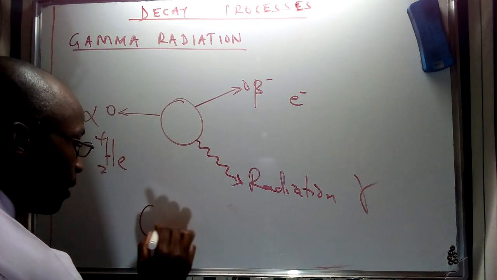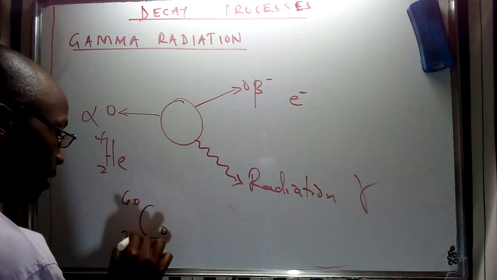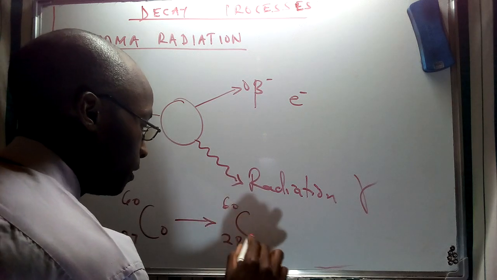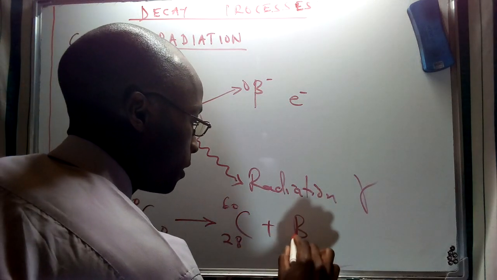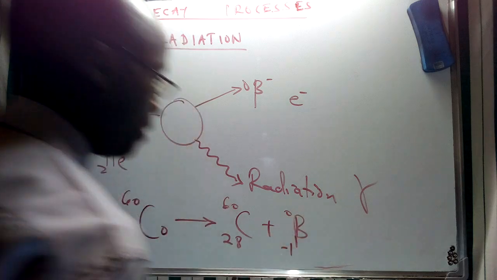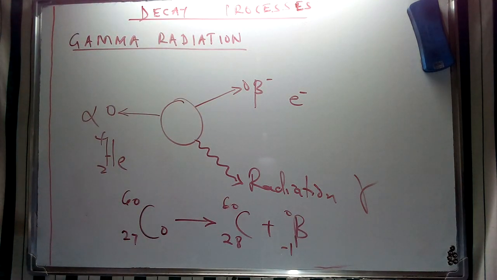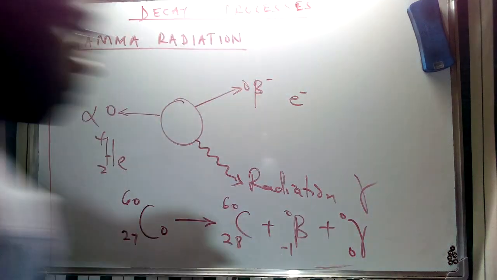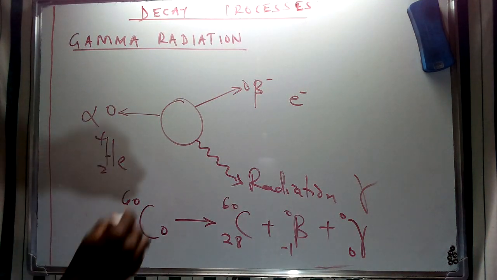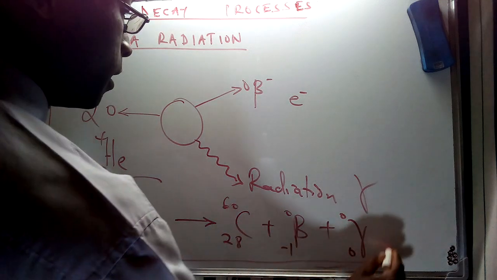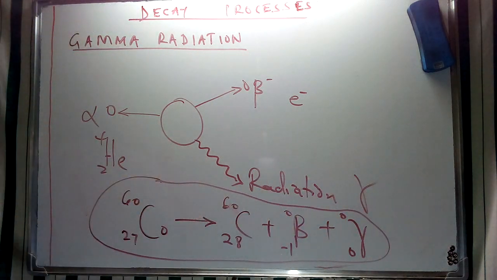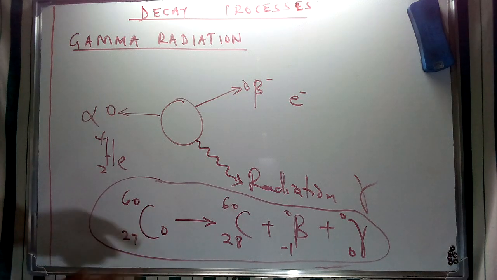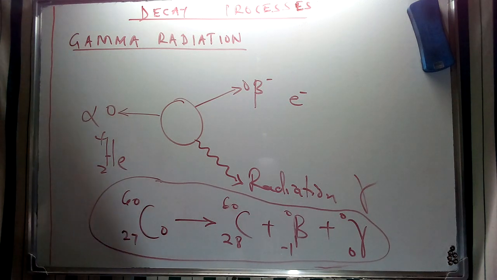So let me use cobalt-60 with atomic number 27, which transitions to nickel-60 with atomic number 28, accompanied by the release of a beta negative particle, and then there's gamma radiation, which is those zeros at this point. This is a general equation for the emission of gamma radiation, apart from other examples which are going to be achieved from the decay of cobalt-60, given as such.